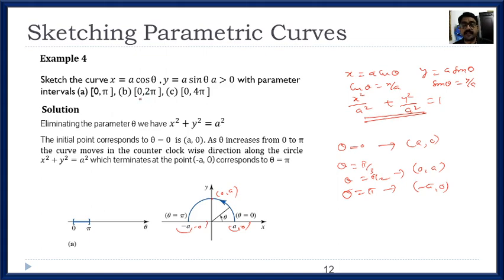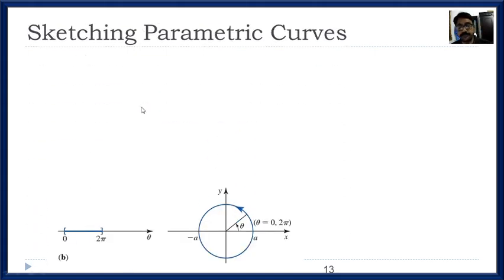Go to the second case. When theta varies from 0 to 2 pi, you can see that when theta varies up to pi, you get this, and again when theta increases to 2 pi, you get the remaining portion also. So you get the whole circle when theta varies from 0 to 2 pi.